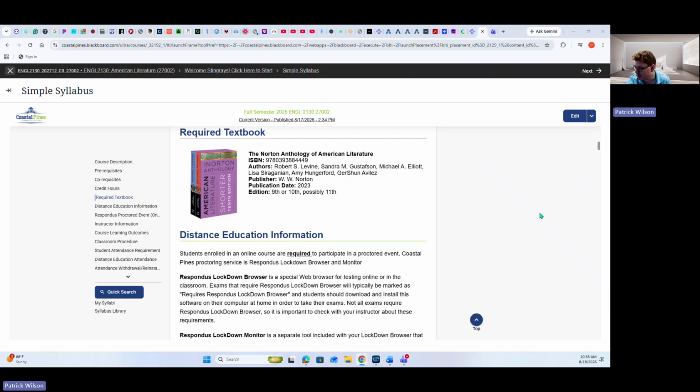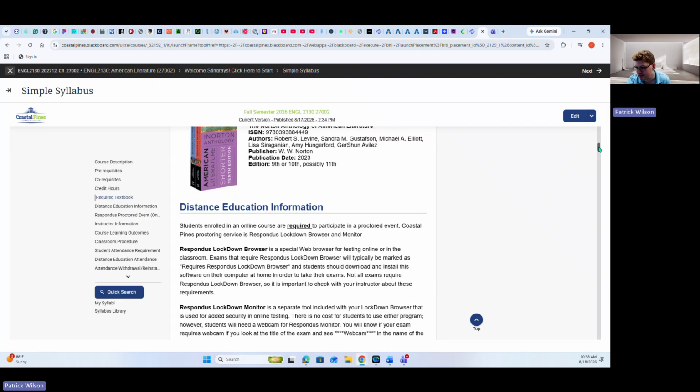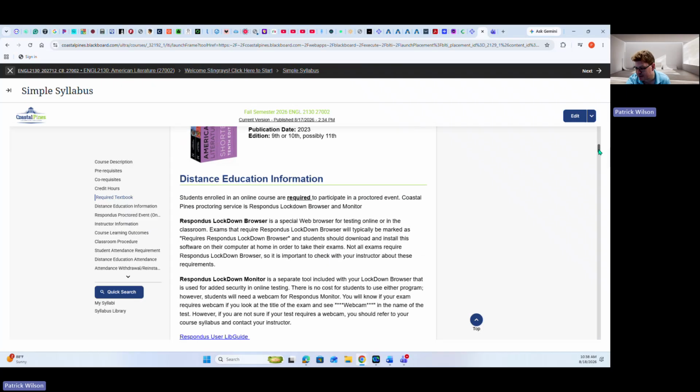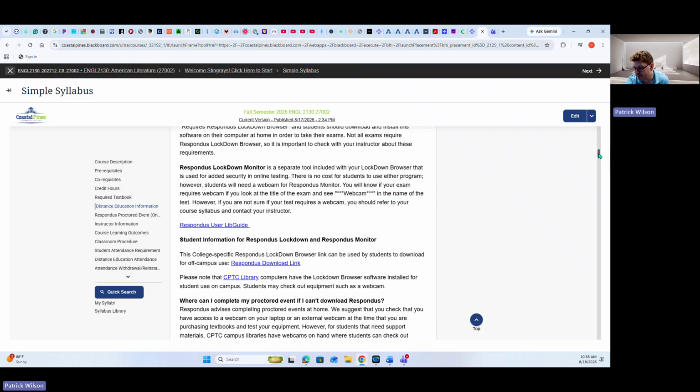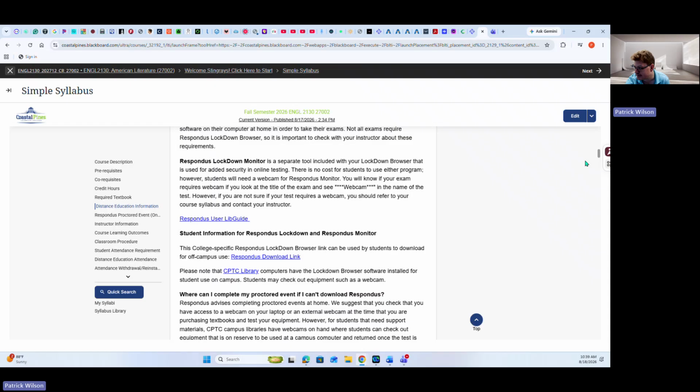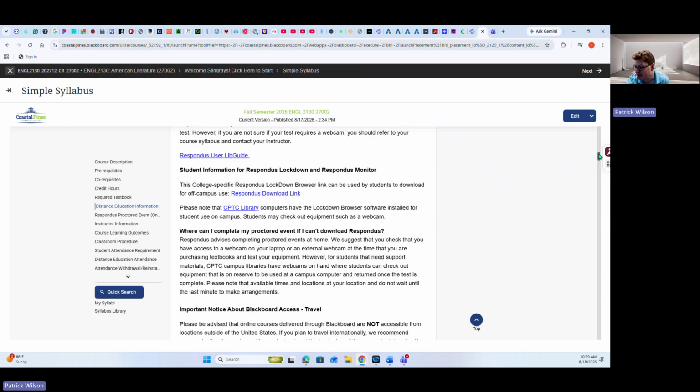Again, this is some information about the Lockdown browser. If you had online courses in the past for Coastal Pines, then you know what the Respondus browser is and what it does. But if you're new to an online course, or if you kind of need a refresher, there are hyperlinks you can click on that take you to various sites that you can read. But you definitely need it to be able to take quizzes and to take exams.